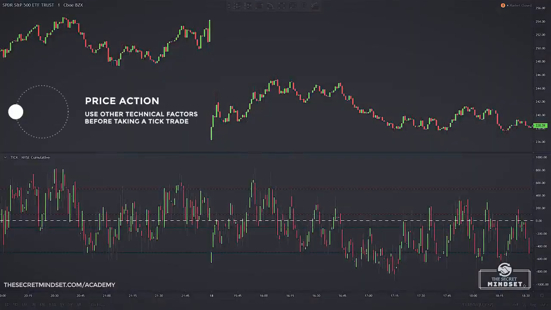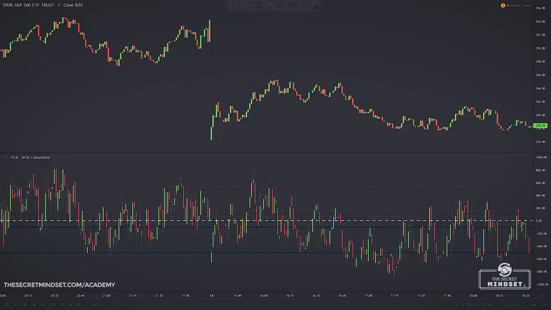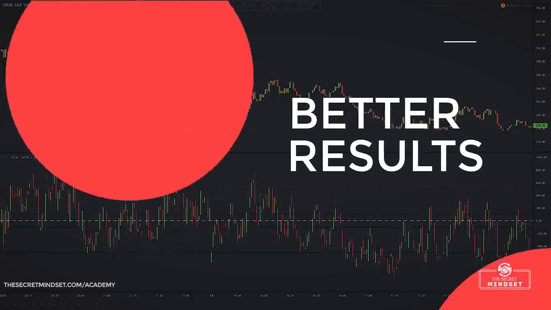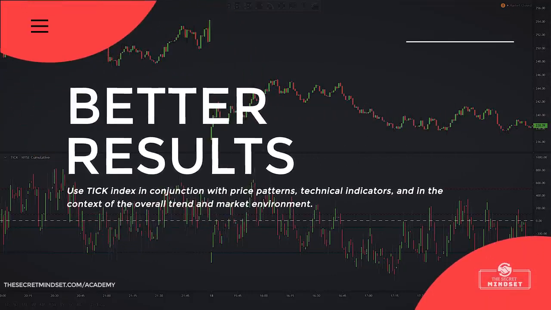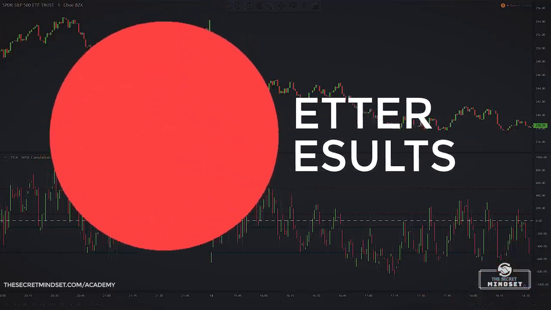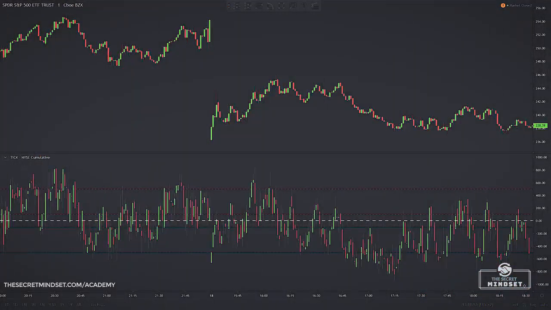Other technical factors should be consulted before entering any trade, such as employing a price pattern as presented in the previous examples. So the tick indicator should be used to set up or confirm a trade, not as a standalone tool. By utilizing the tick in conjunction with price patterns or technical indicators, and in the context of the overall trend and market environment, you can make better buy and sell decisions.